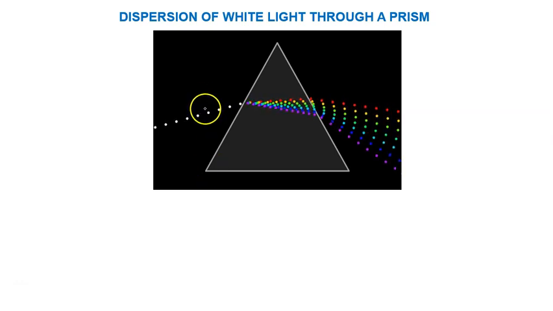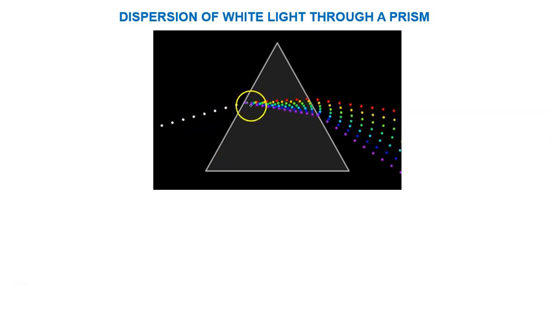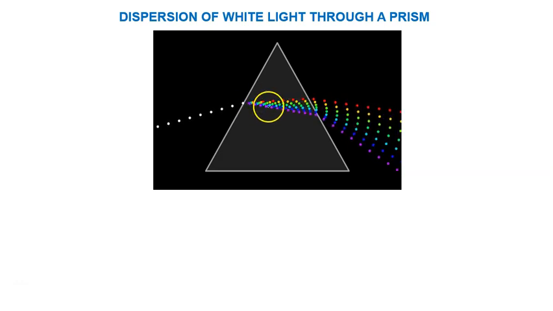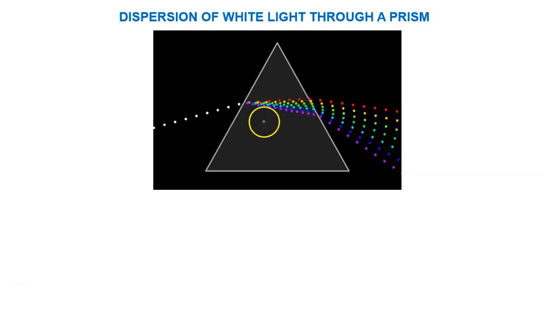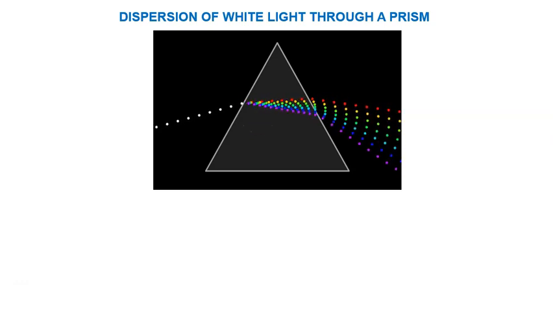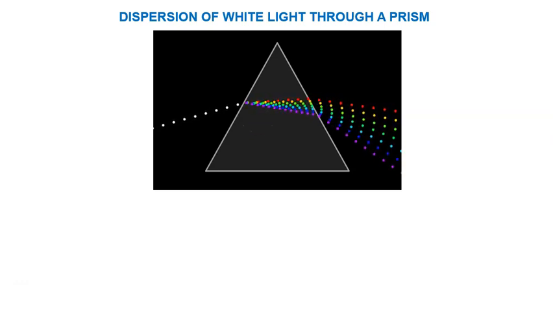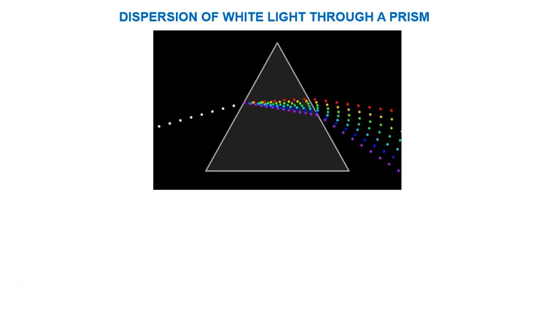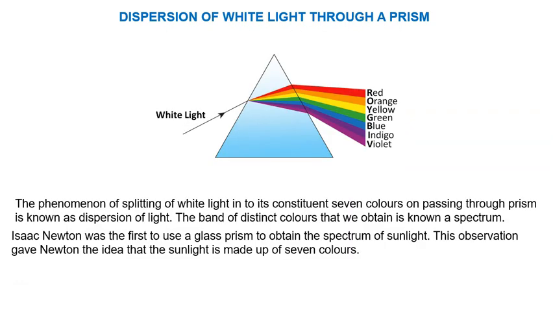When the white light is incident at the first surface, it splits into 7 colors. It is bending because it is traveling from a rare to a dense medium. At the second surface, it is traveling from a dense to a rare medium, so it is moving away from the normal. In this way, we get the pattern of the 7 colors. The phenomenon of splitting of white light into its constituent 7 colors on passing through the prism is known as dispersion of light, and the band of distinct colors that we obtain is known as a spectrum.